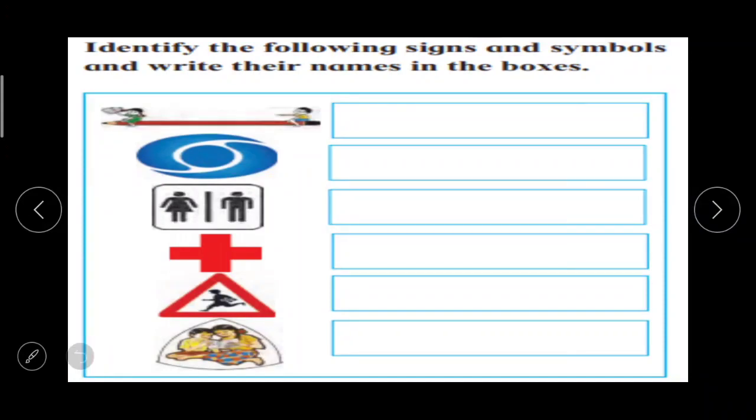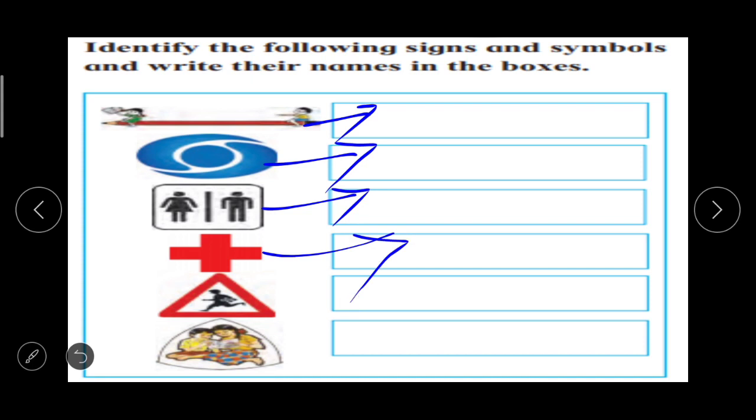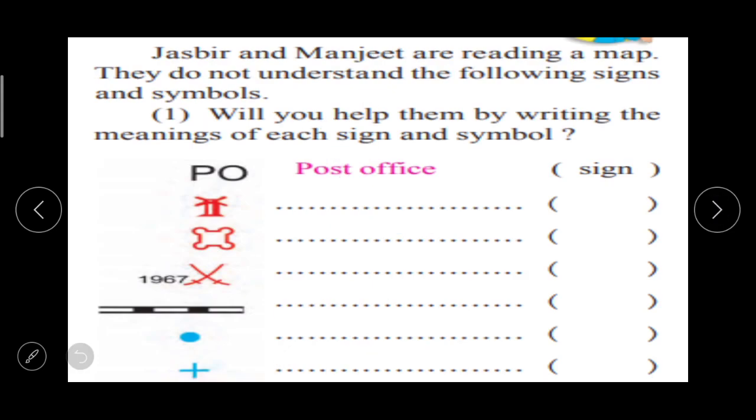Now this one is the question in our textbook given. Identify the following signs and symbols and write their names in the boxes. Now you can easily identify these signs and symbols which are there in our school or in surrounding. This one in school related with the television. This one is also very common. This one you people just try to write down the answer. Then this one more interesting thing.